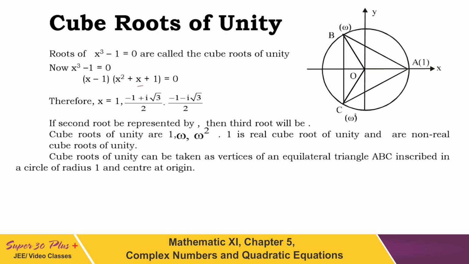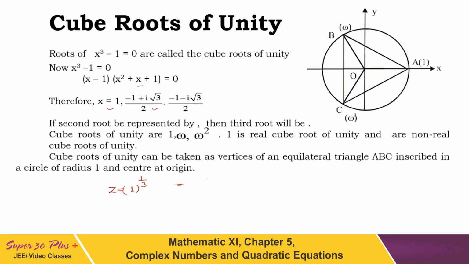And from here we can find the value of x. It is 1, and it is minus 1 plus iota root 3 by 2, and it is minus 1 minus iota root 3 by 2. This result can be obtained by the previous method also. What is the previous method? According to the previous method, if there is a complex number 1 and we are going to find cube roots of unity, then what is the value of 1 in polar form?